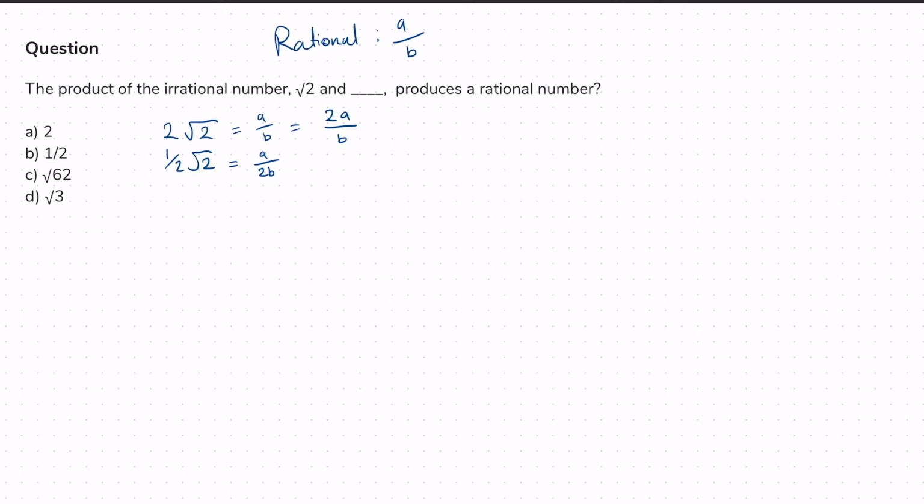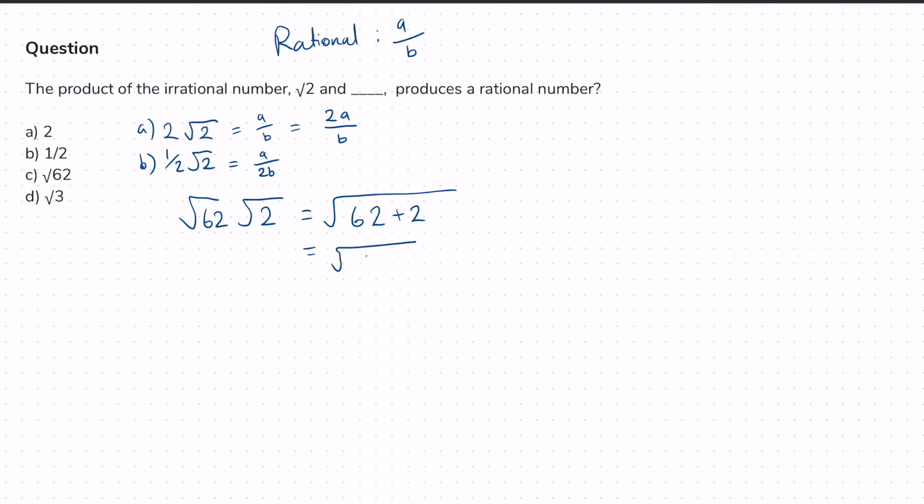Now let's have a look at these other two though, because they're also square roots. That says that maybe we can do it. So C here, so this is A, B, C, is the square root of 62 multiplied by the square root of 2. And with some square root laws in mind, I know that I can express this as 62 times 2, so the square root of that whole number.